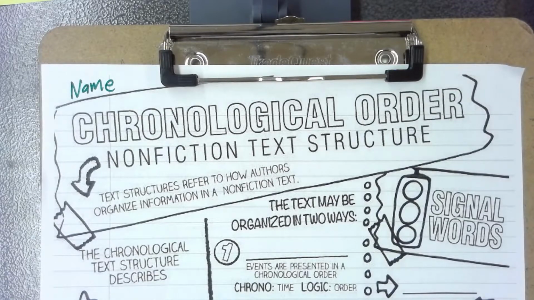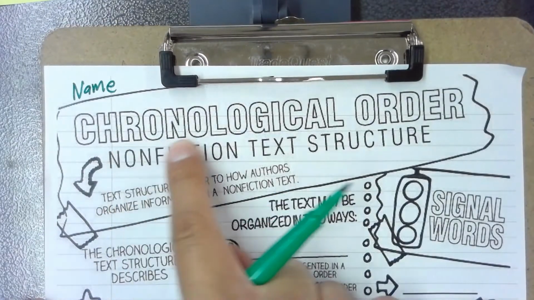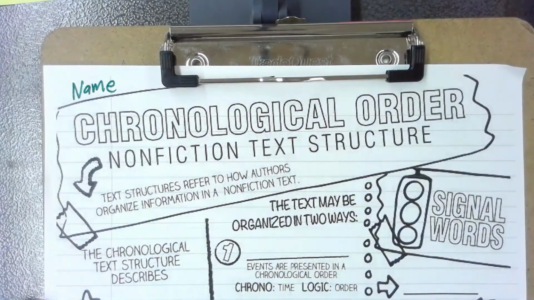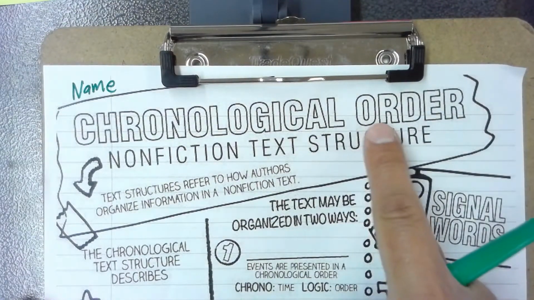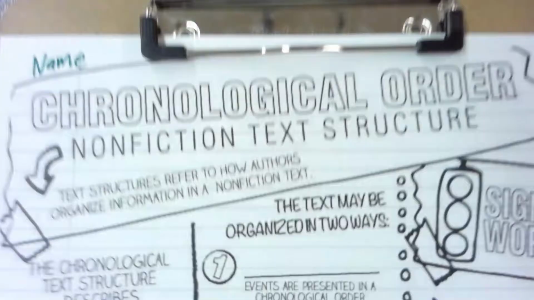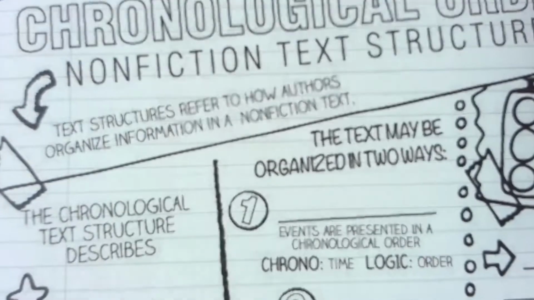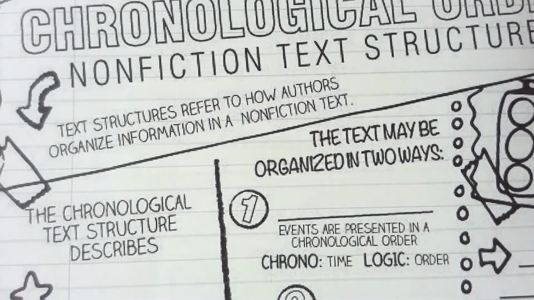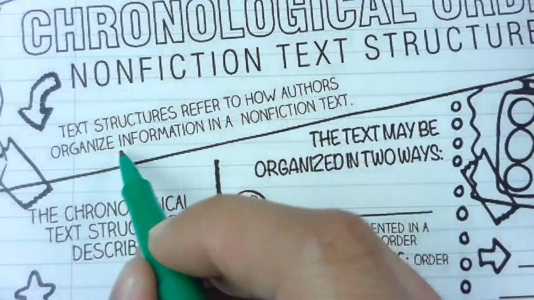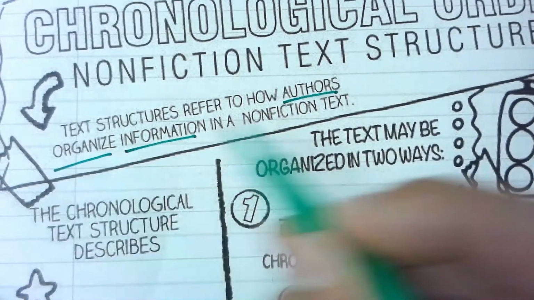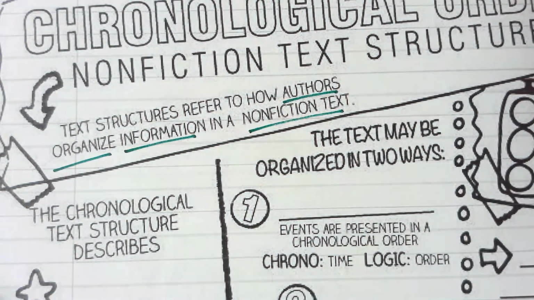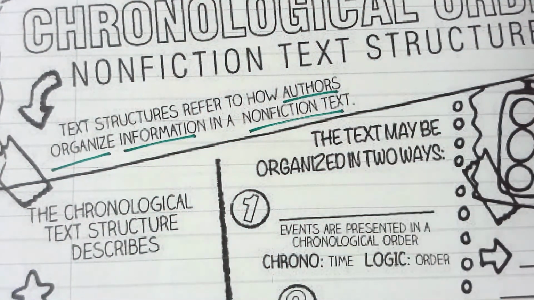Let's get started. So, chronological, that's a long word. It basically means when you put something in order. And once again, a recap. Text structures refer to how authors organize information in a nonfiction text. And you know, nonfiction means it's true facts, it's about a real topic, and it's not made up.